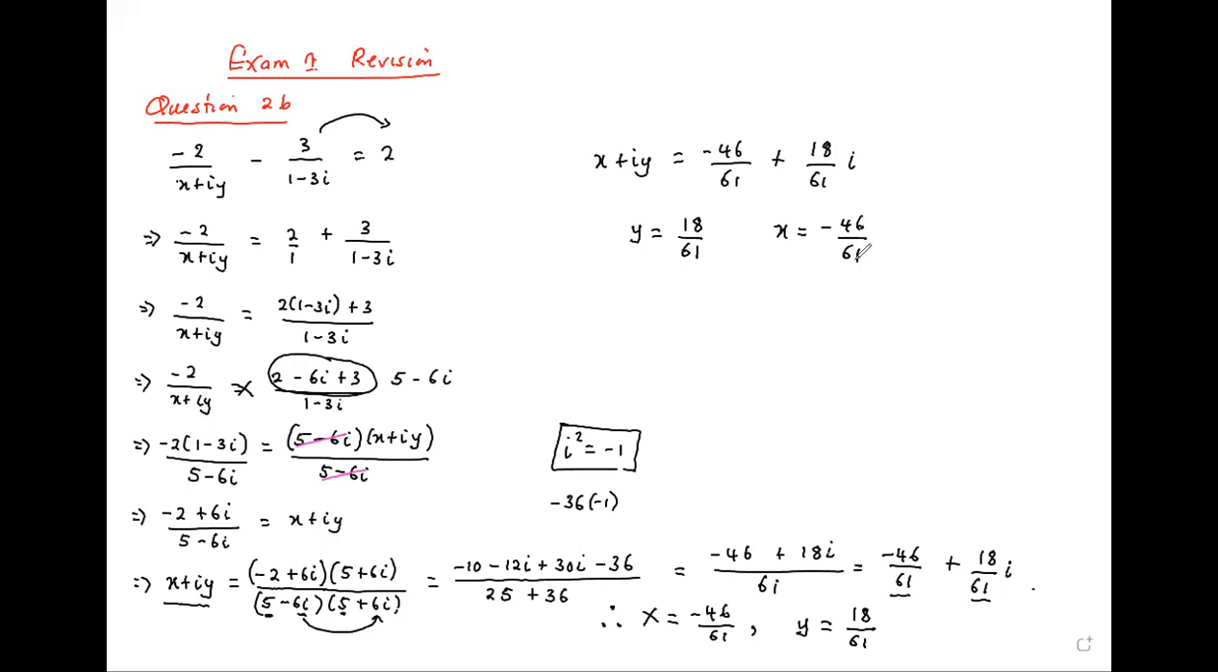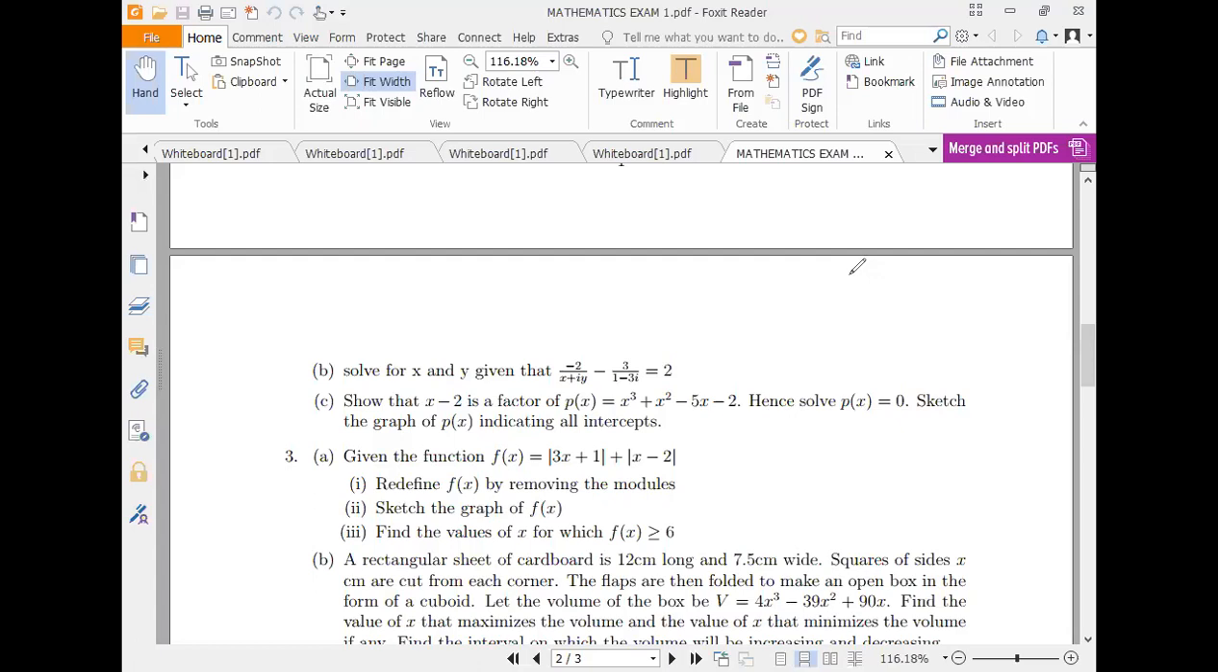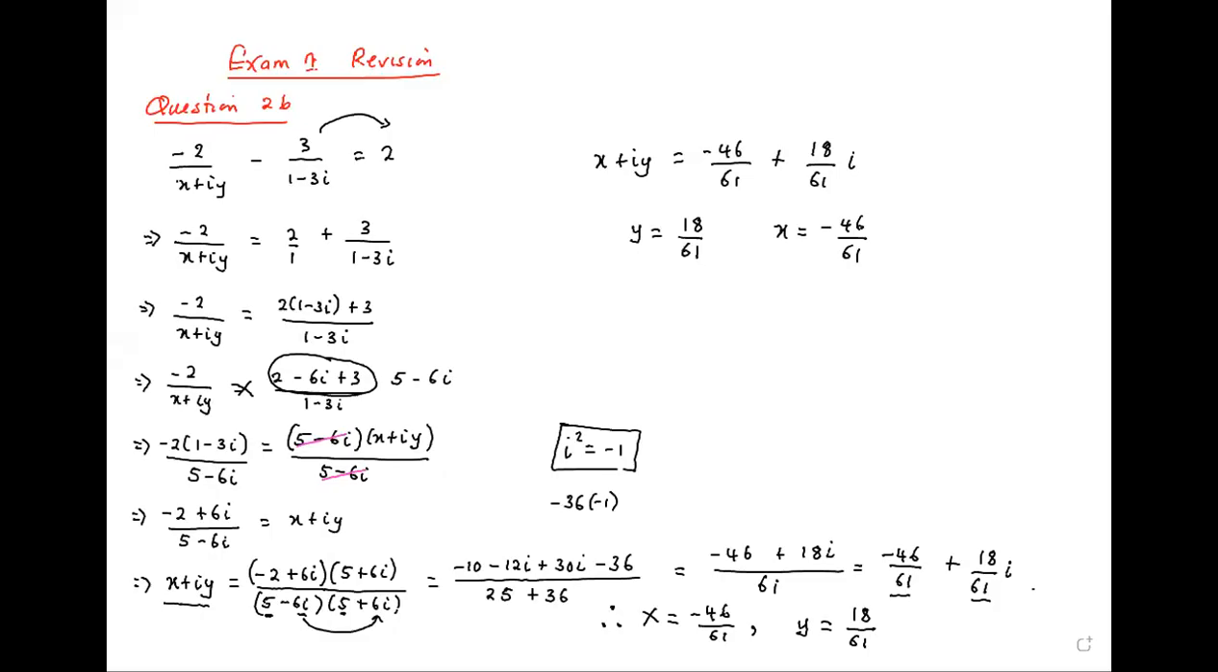Okay, so let's go to C. Now C: show that x minus 2 is a factor of p of x equal to x cubed plus x squared minus 5x minus 2. Hence solve p of x equal to 0. Sketch the graph indicating all the intercepts. So we do the solving.